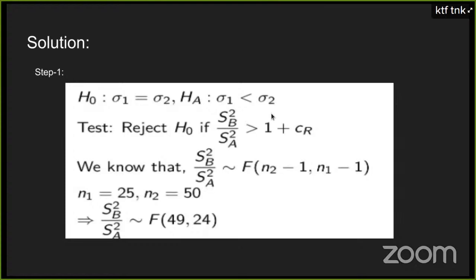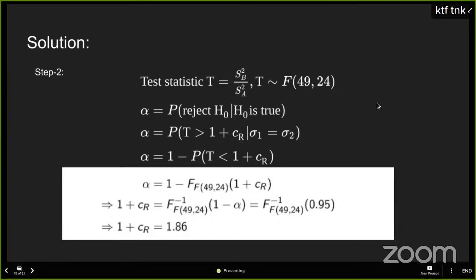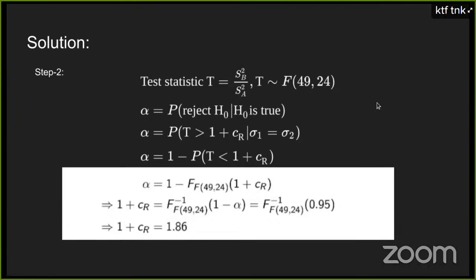Now we'll go for the test statistic. T is SB square upon SA square, and the test statistic belongs to the F distribution with 49 and 24 degrees of freedom. So alpha is the probability that we reject H naught given that H naught is true. We reject H naught when T is greater than 1 plus CR, given that sigma 1 equals sigma 2. So we can write this as 1 minus the probability that T is less than 1 plus CR.